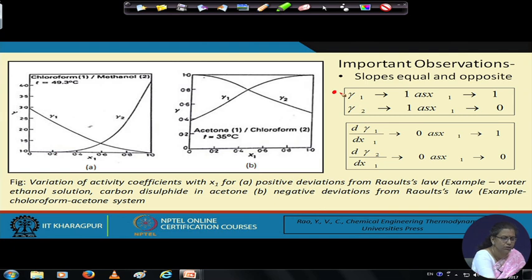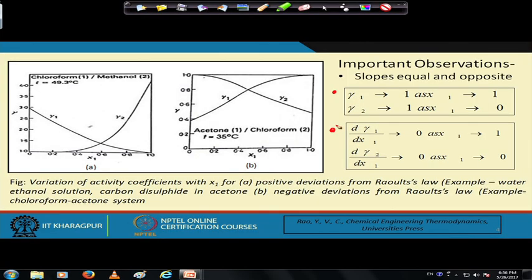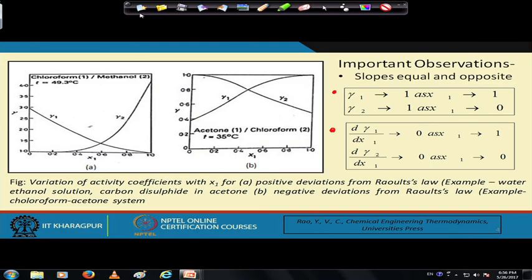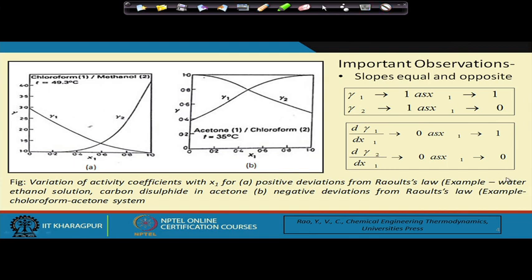The second observation was this, and the third observation is this. And the fourth thing I have already mentioned: I have done a problem and shown you how, if you know the gamma variation of one component with composition, the gamma variation of the other component can be found out. So, therefore, with this I think we have discussed sufficiently regarding the importance of gamma.